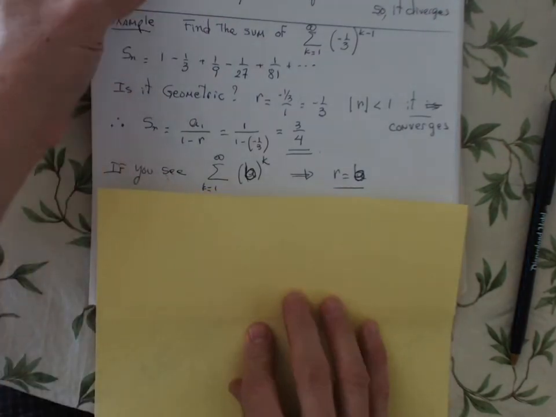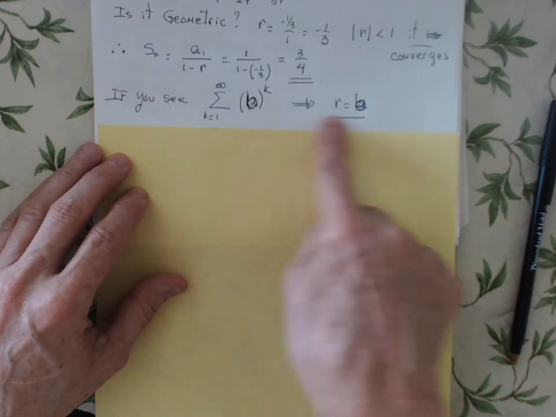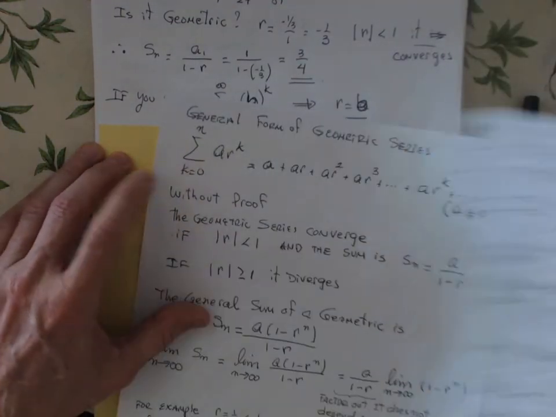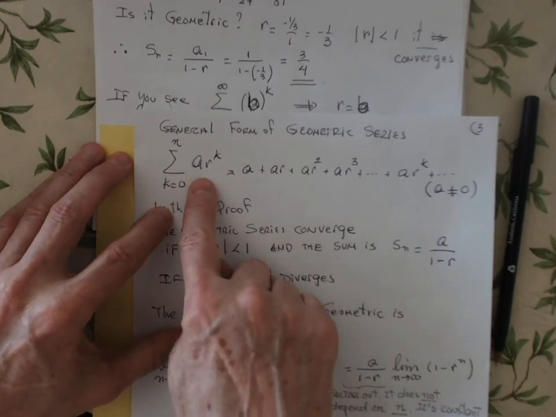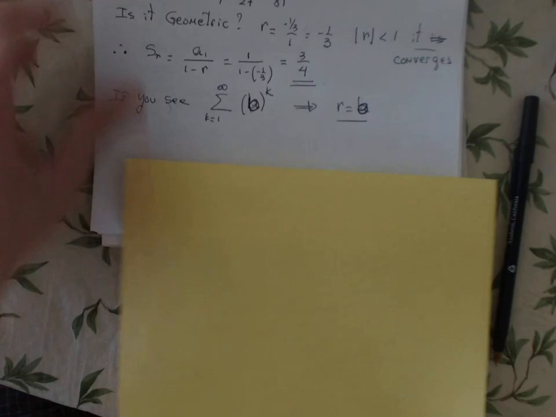Okay. So, if you see something that looks like this, or like this, sorry, which means it's going to be geometric. Okay?